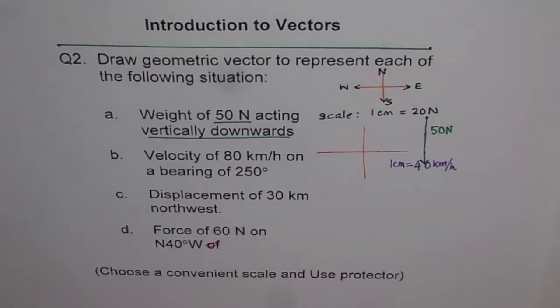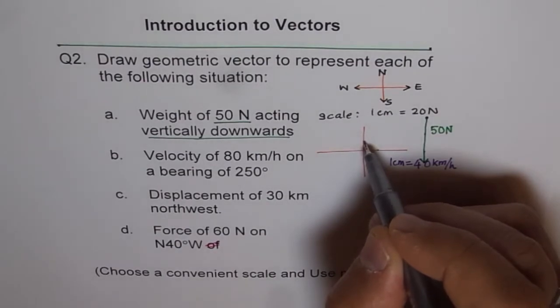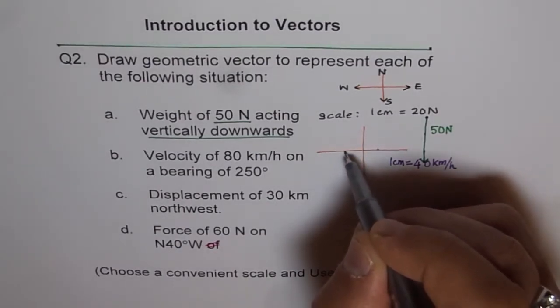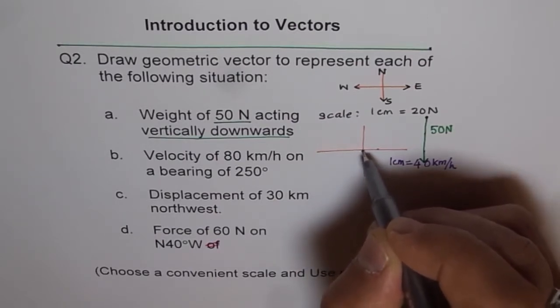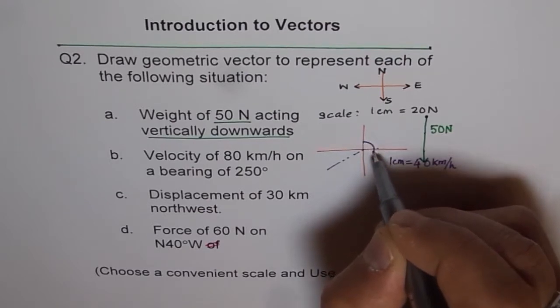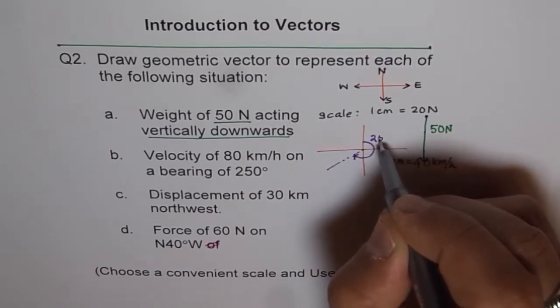So what is the meaning of 250 degrees? 250 degrees means from north it is 250 degrees, correct? So we know this is 270, so 20 less. So that becomes the direction. Do you see that? So that is from north, that much angle is actually 250 degrees.